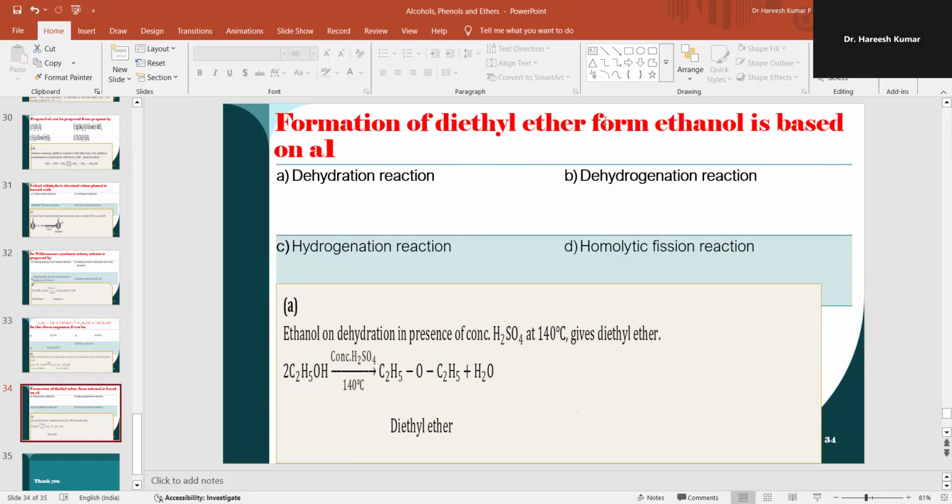Formation of diethyl ether from ethanol is based on the dehydration reaction. That means ethanol is subjected to dehydration in the presence of concentrated sulfuric acid. H from one ethanol and OH from another ethanol, water is removed. That water is taken by the sulfuric acid and diethyl ether is the product obtained.